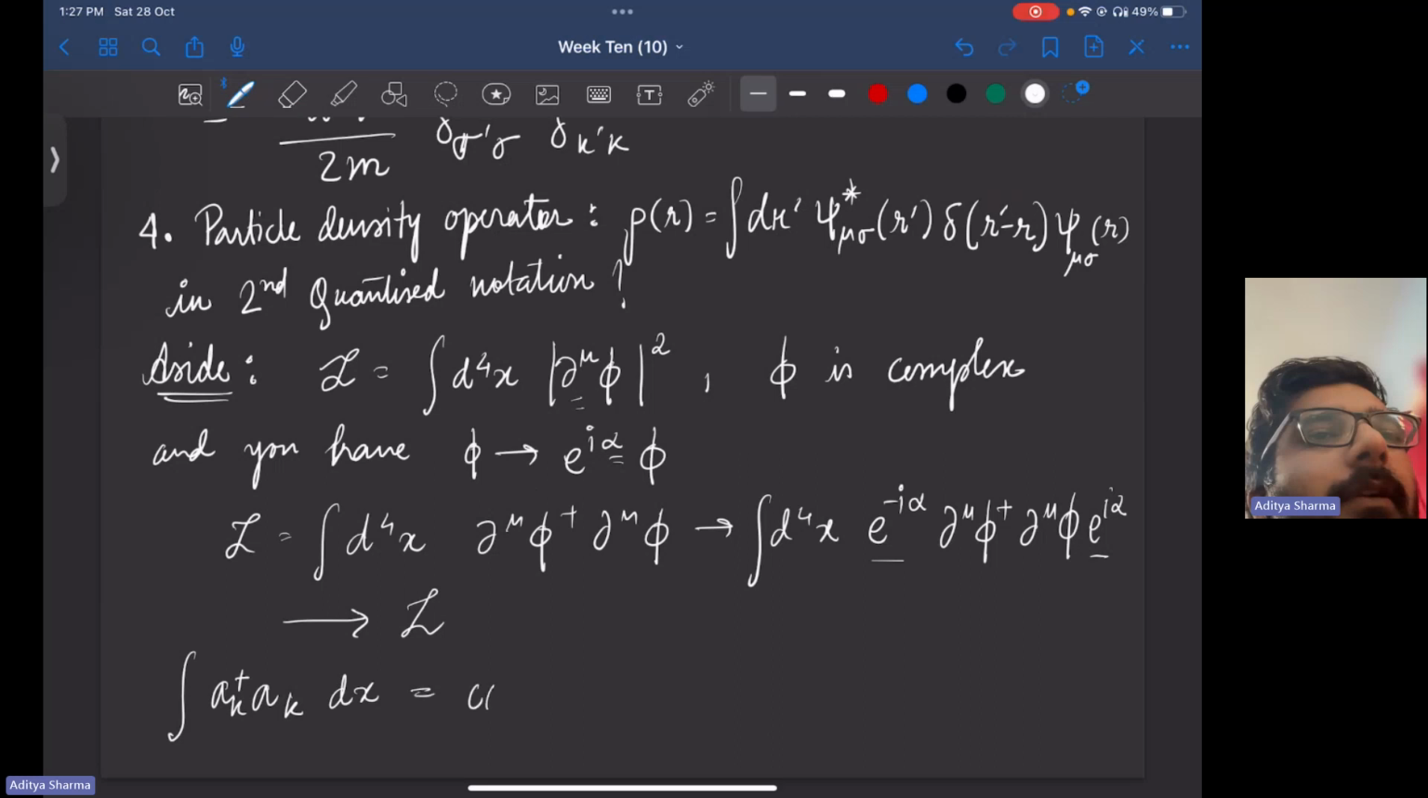Something like this is constant. Or in field theory language, it's a constant. That is the number of particles which has been created. The field theory interpretation is like this: this momentum, this second quantized notation, acts on some state and creates some amount of particles. This gives you that the number of particles in that state is a constant.